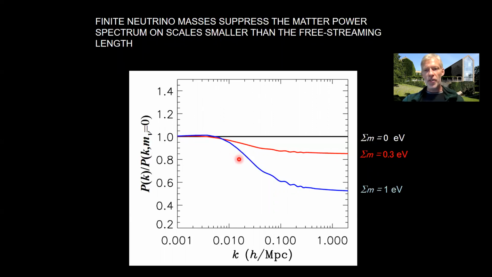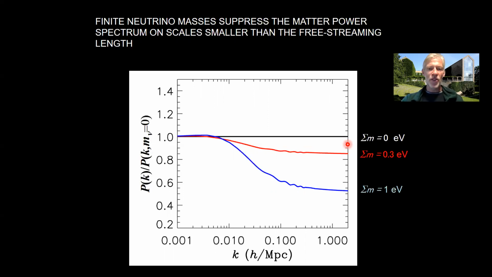However, on scales below the free streaming scale, you can also see that power is highly suppressed. So if we had a 1 electron volt sum of neutrino masses, you actually suppress power by a factor of 2 or so, which would be very, very clearly visible. Even if we had a sum of neutrino masses in the 0.1 electron volt range, you would have a very strong suppression compared to the observational precision, right? It's many percent that you would suppress power, and therefore you think that that should be visible.